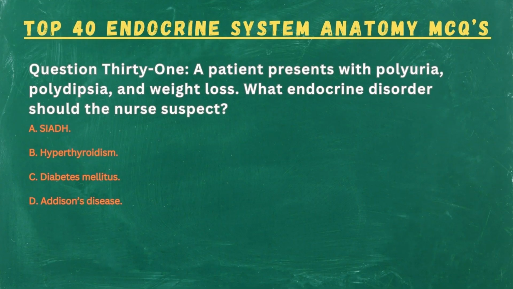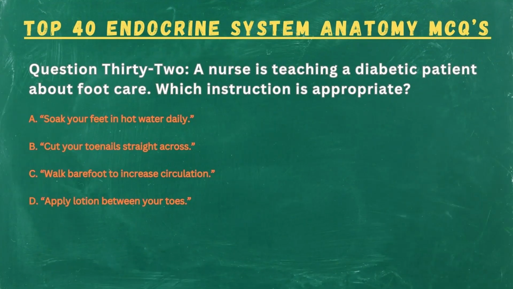Question 31. A patient presents with polyuria, polydipsia, and weight loss. What endocrine disorder should the nurse suspect? A. SIAD. B. Hyperthyroidism. C. Diabetes mellitus. D. Addison's disease. Answer: C. Diabetes mellitus.